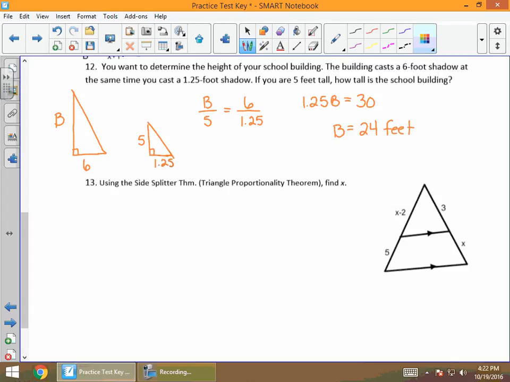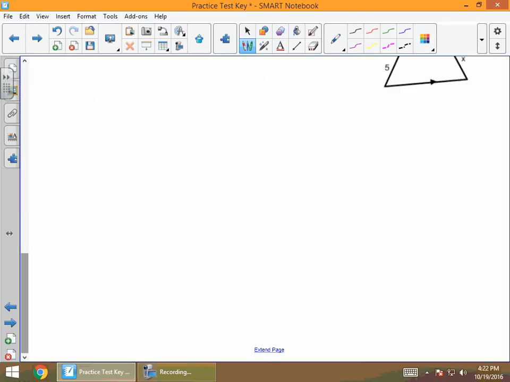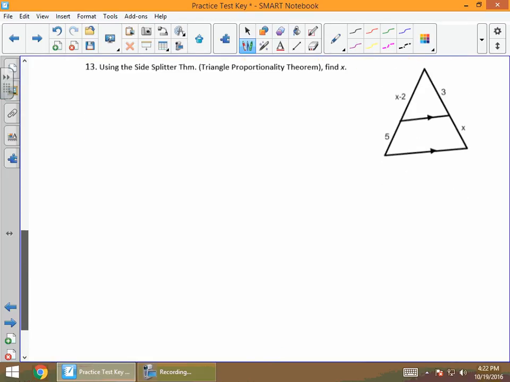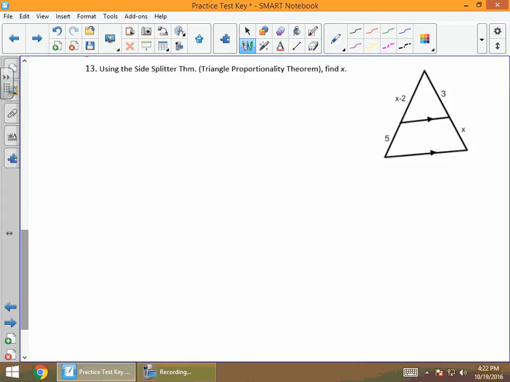And the last one says using the side splitter theorem. The side splitter theorem just says that if you have any line inside a triangle that is parallel to one of the sides, so you can see the ones that are running left and right are parallel, that means it will break the sides proportionally. So I will set up my proportion, left side versus right side. The top of the left side is x minus 2. The bottom of the left side is 5. So I set that up as a proportion. And the right side, the top is 3 and the bottom is x.